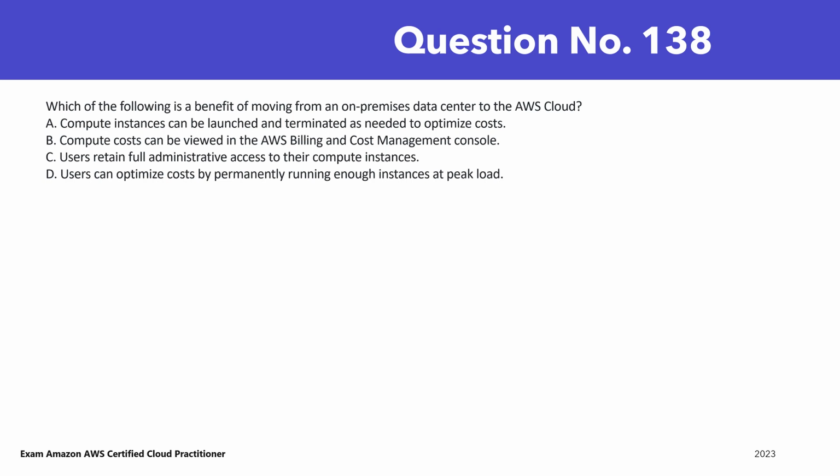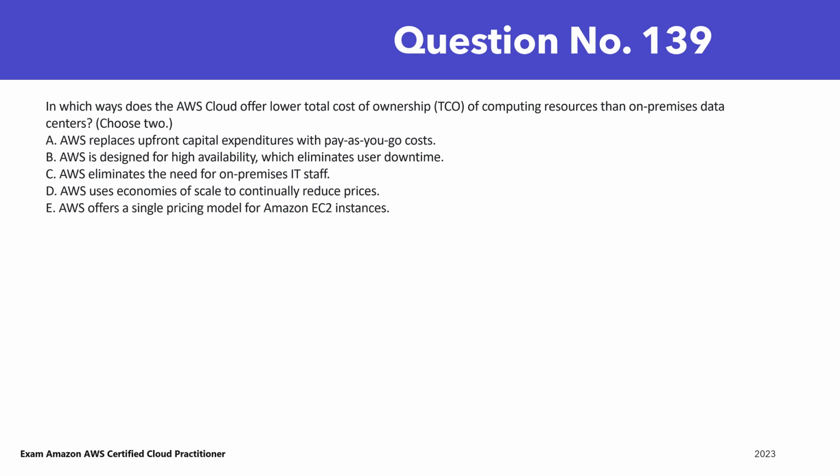Correct answer, A. In which ways does the AWS Cloud offer lower total cost of ownership, TCO, of computing resources than on-premises data centers? Choose 2. A. AWS replaces upfront capital expenditures with pay-as-you-go costs. B. AWS is designed for high availability, which eliminates user downtime. C. AWS eliminates the need for on-premises IT staff. D. AWS uses economies of scale to continually reduce prices. E. AWS offers a single pricing model for Amazon EC2 instances. Correct answer, B and C.